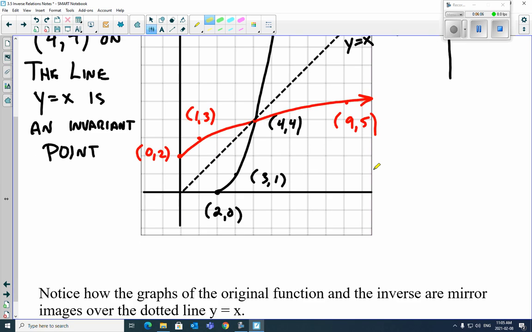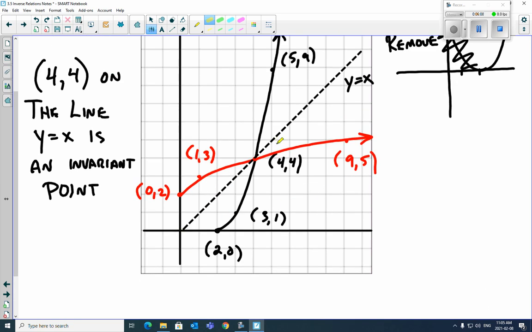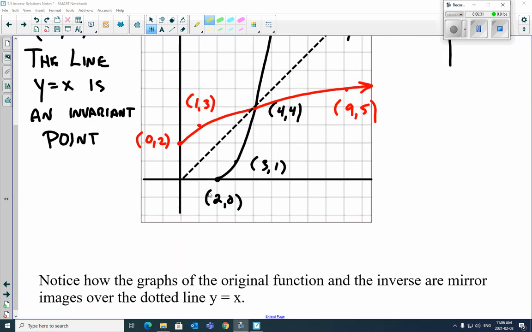Now, all you do when you're dealing with domain and range is reflect it over the y equals x line. So basically, you flip all the values, right? So (2, 0) becomes (0, 2), (3, 1) becomes (1, 3). Hey, (4, 4) doesn't change. Hey, that's an interesting term. It's the same on both graphs. It's called an invariant point. Get used to the terminology. (5, 9) now becomes (9, 5). And again, there's our restriction on this one.